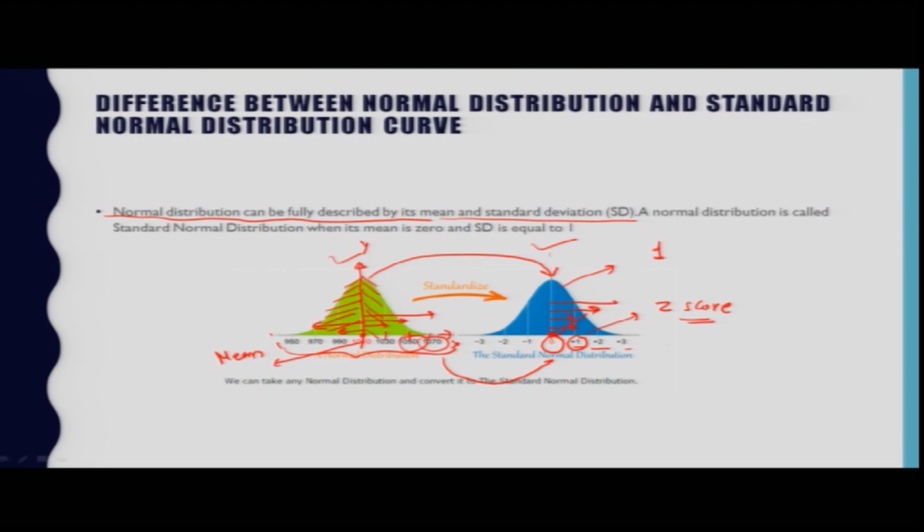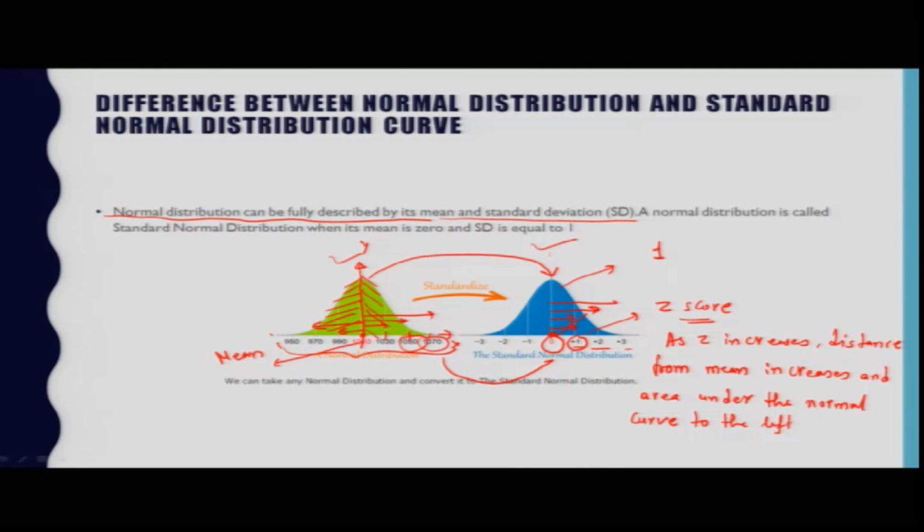So, by definition, as z increases, distance from mean increases, and the area under the normal curve, in fact to the left of z, also increases.